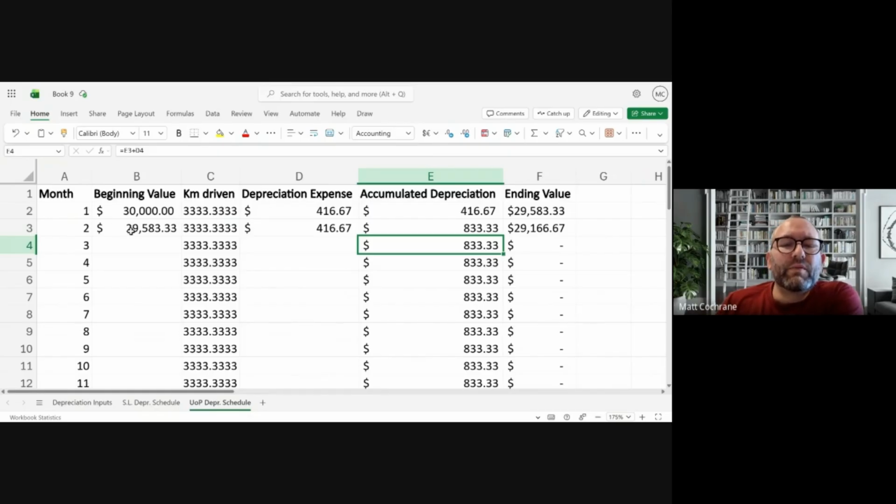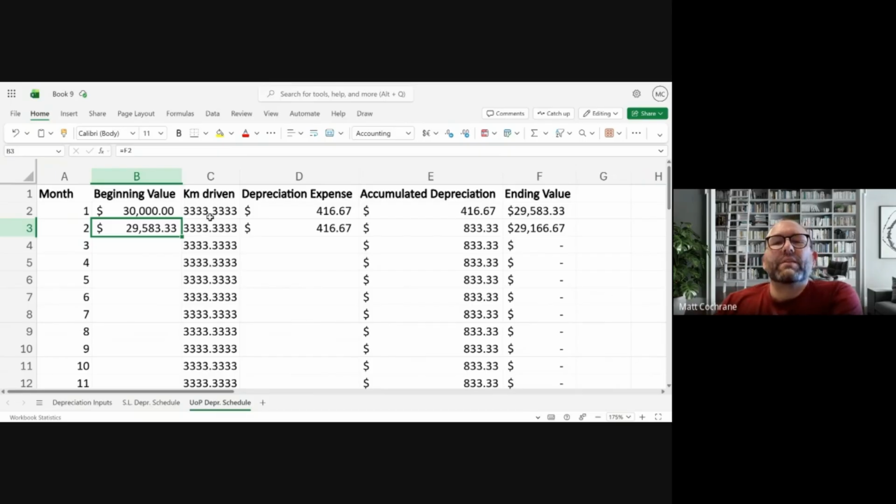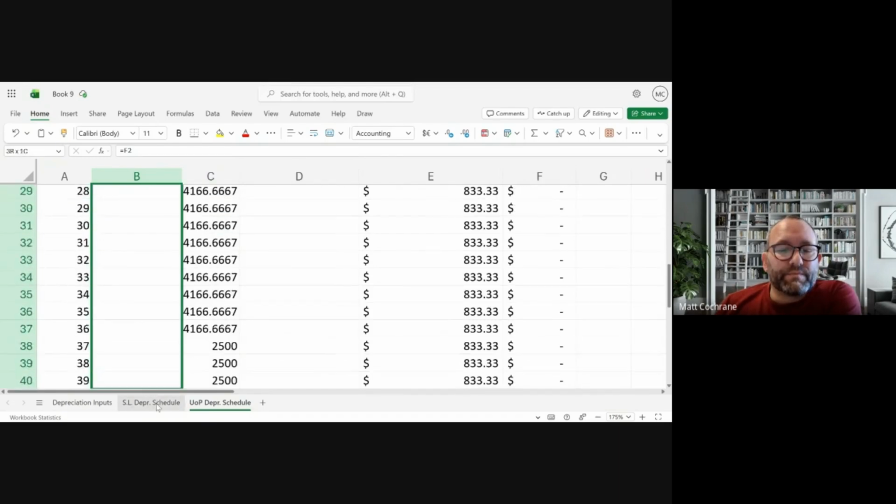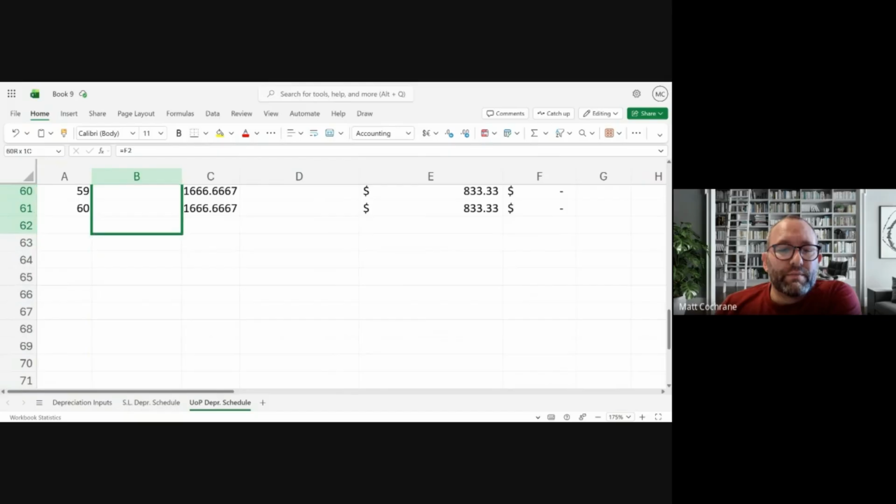Now, it's very important. We can drag these down. Don't touch anything related to the kilometers driven. In the real world, you would enter the kilometers driven one by one because you wouldn't have the same amount every single time. But in this, I've already populated it with an estimate of what these kilometers driven are going to be. So now I can drag this all the way down to month 60.